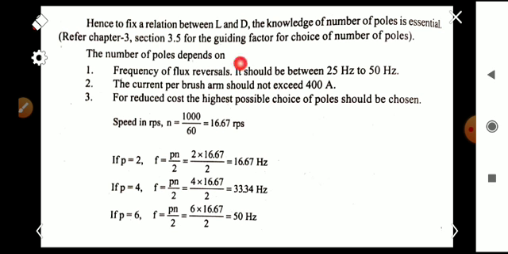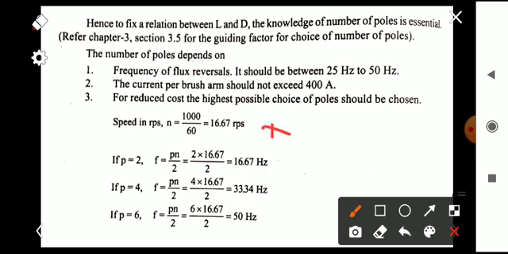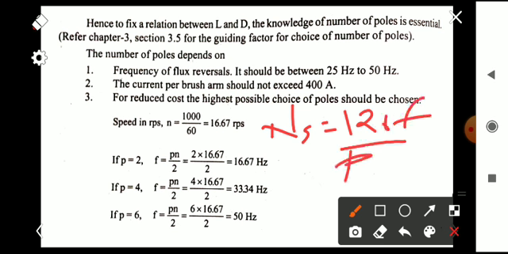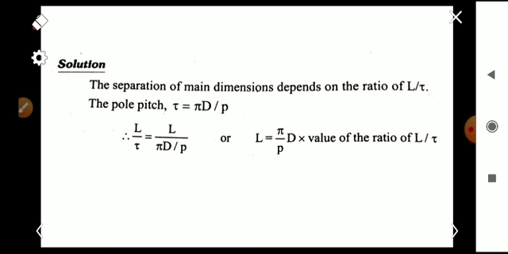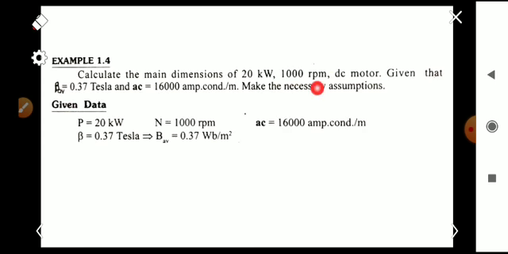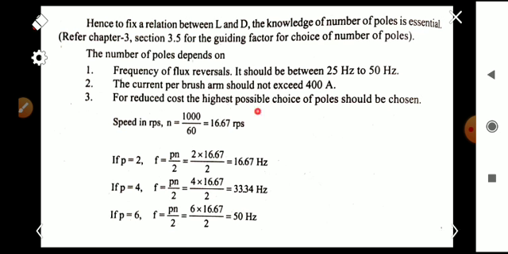So for finding the frequency first, we know that the equation is frequency f is equal to p into n by 2. That is our normal equation. That is, we know that Ns is equal to 120 f by p. So this small n becomes 2 f by p. From that we will get f is equal to pn by 2. So the speed in rps, n: the rpm is given, 1000 rpm, so 1000 by 60 gives the speed in rps as 16.67.